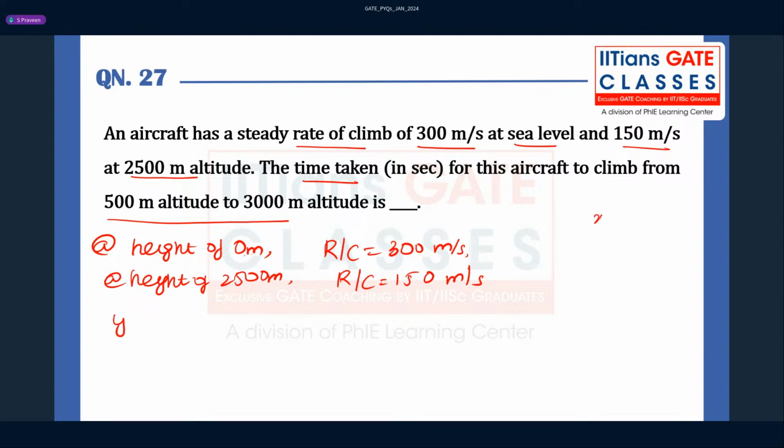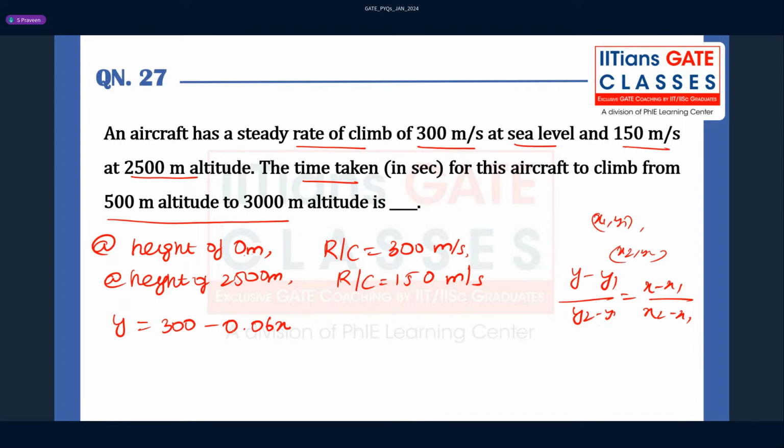If you are given 2 points, x1 comma y1, x2 comma y2, you can basically construct an equation using this form, right? If you remember, y minus y1 by y2 minus y1 is equal to x minus x1 by x2 minus x1. So if I do that, I will simply get y equal to 300 minus 0.06x. Okay. So let's bracket this up. This is the equation that we want. This y is my rate of climb. Okay. Mind you, which is equal to dy by dt.